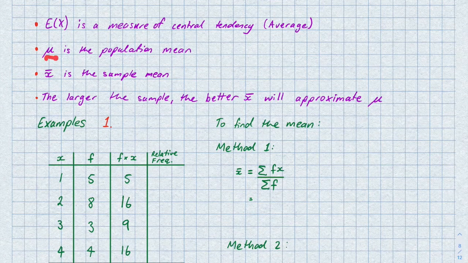So mu, the Greek letter mu, stands for the population mean, whereas x bar, which is x with a line above it, is the sample mean. So if you're just sampling some of your population to estimate your mean, x bar is the mean of your sample, mu is the mean of the entire population. So the larger your sample, the better x bar will approximate mu.